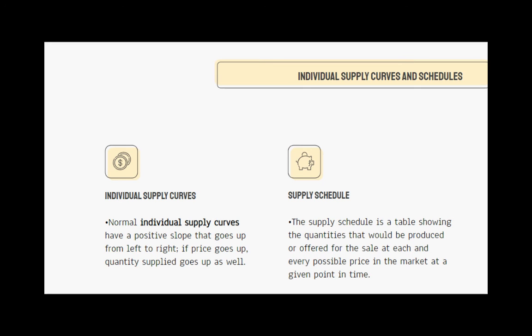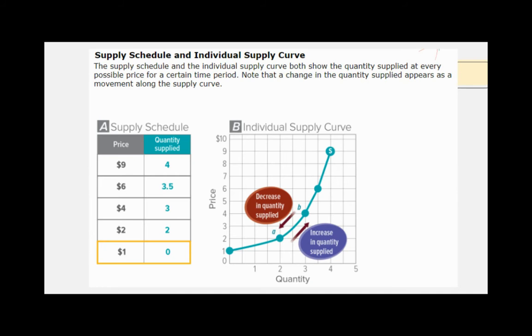Okay, supply curves and supply schedules. The next slide is going to show you examples of these. So those curves are just what it looks like. A schedule is the chart with the numbers, and then the curve. Let's just go to the next one. So the supply schedule and individual supply curves show both the quantity supplied at every possible price for a certain time period. Notice that a change in the quantity supplied appears as a movement along the curve.